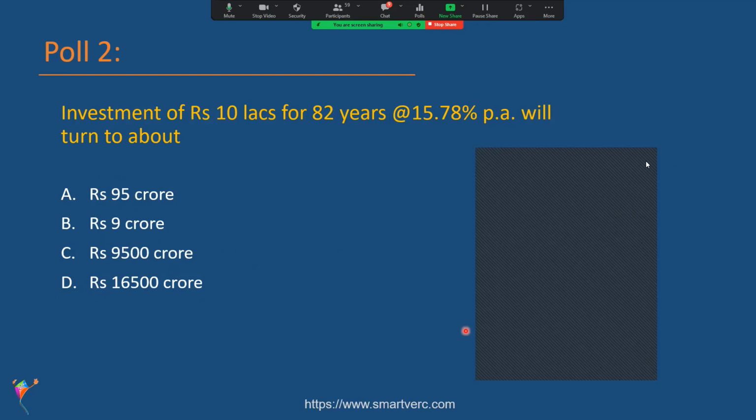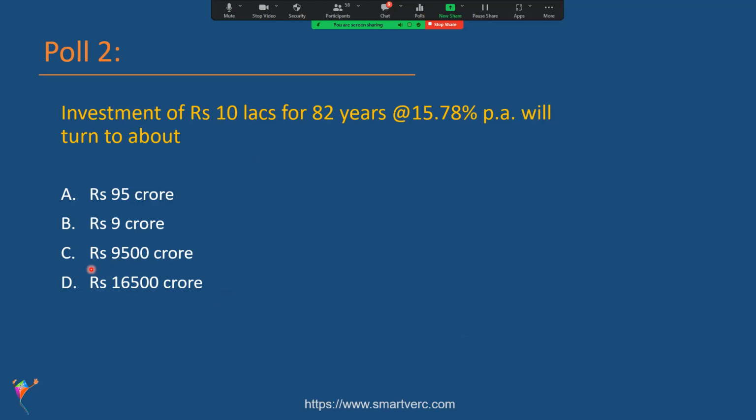16,500 crores. Now just imagine, you need not do anything, the only thing you have to do is invest rupees 10 lakhs in BSE Sensex and forget it. So if the history is anything to go by, after 82 years, you will get 16,500 crores. Many of you might be thinking, what about the inflation? Even if you account inflation for 6%, still you will have thousands of crores at your disposal.